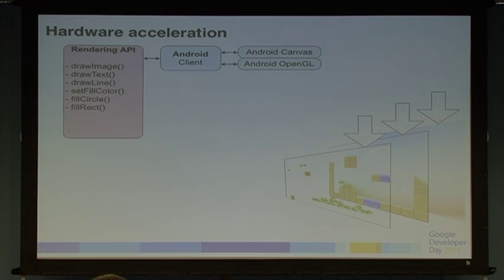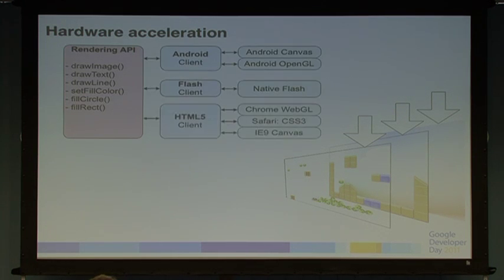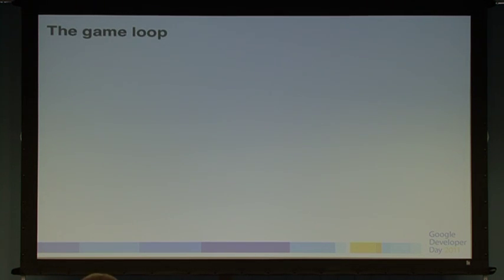And then this rendering API has implementations in Android, in Flash, and in HTML5. And in each case, those platforms have one or more hardware accelerated paths. So in HTML5, on Chrome, we use WebGL. Safari, we use CSS3. On IE9, we use Canvas. On Firefox, we also use WebGL. And those are three different implementations of the same rendering, but you only have to learn one API, and it runs on all of these. So now let's look at the game loop.